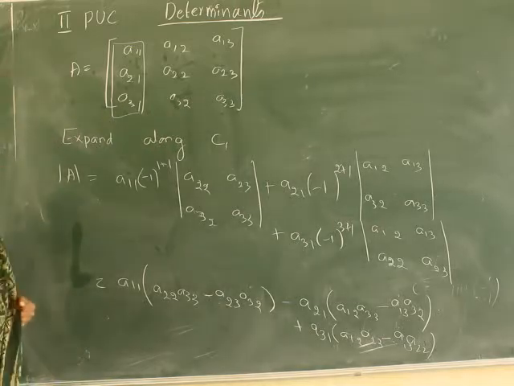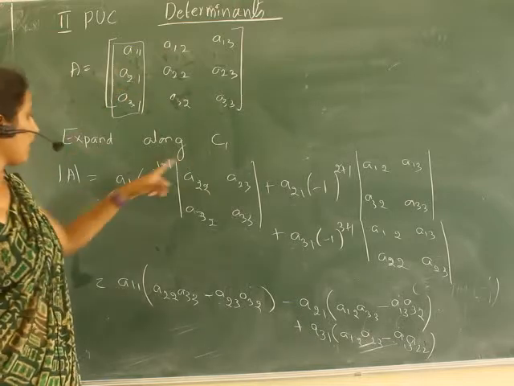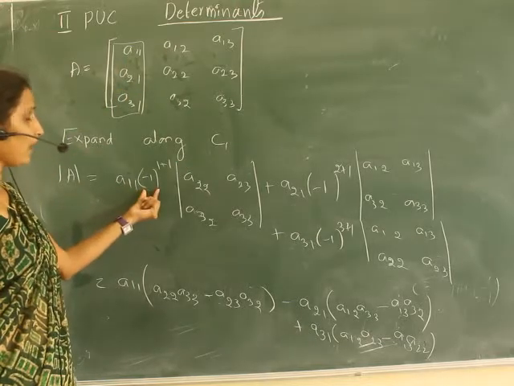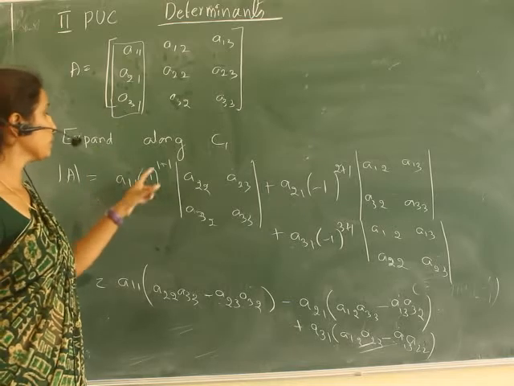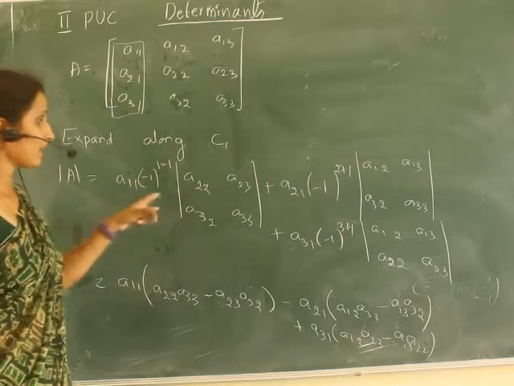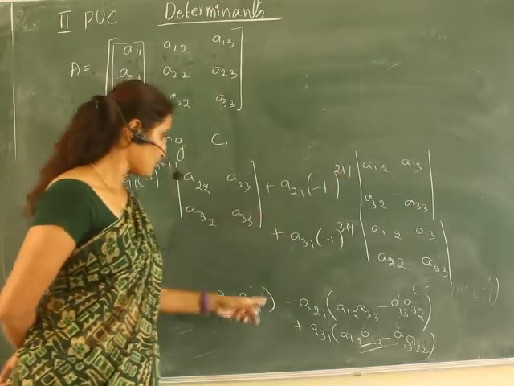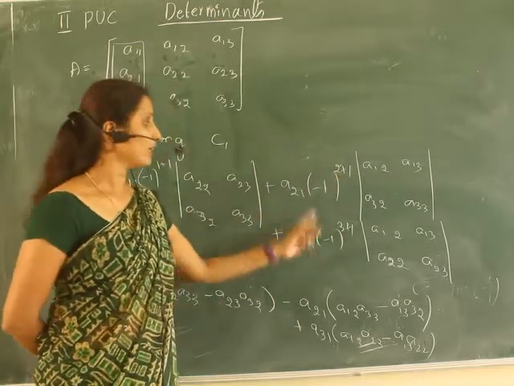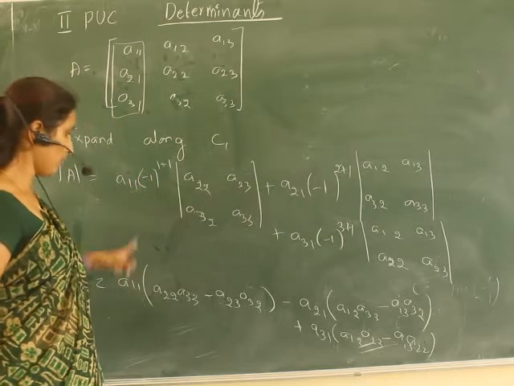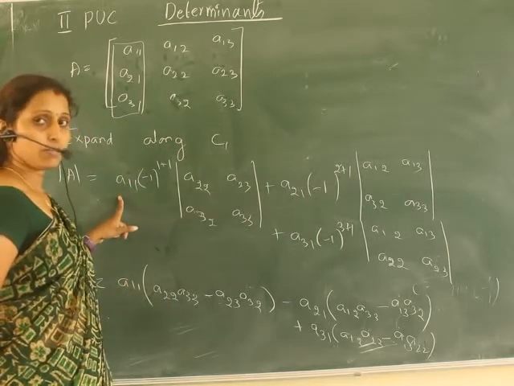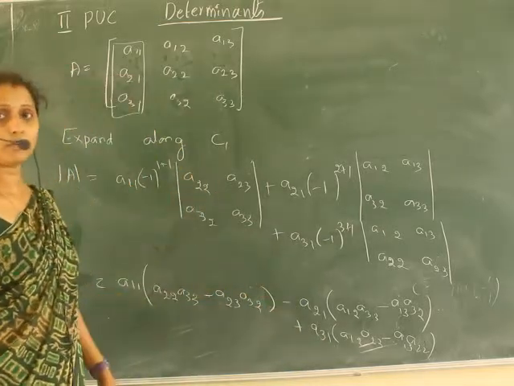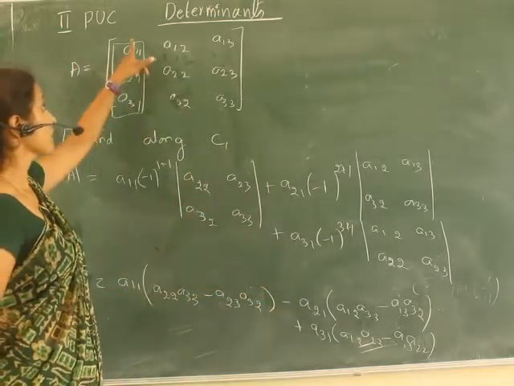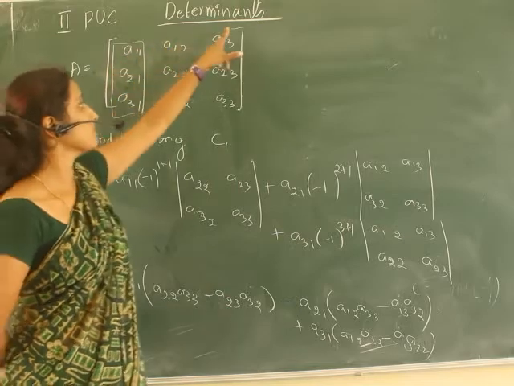You can see in all of these, each element is multiplied by minus 1 to the power i plus j. Here also minus 1 to the power i plus j. By looking at the values, one thing we get: the first term is plus, next is minus, next is plus. When we expand along R1, there also we got a plus, then minus, and this will be plus.